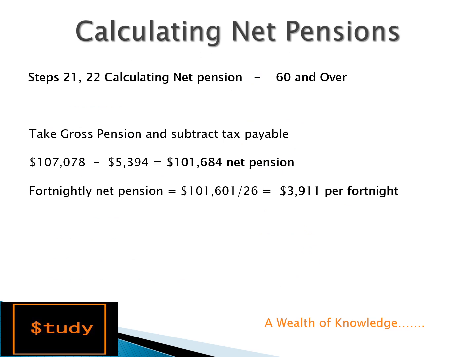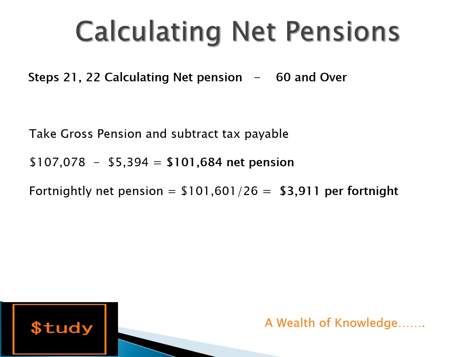Now we can calculate our net pension, because net pension is literally just our gross pension, which was in this case $107,000, take off the total tax payable after the offset has been applied. So our net pension in this example is $101,684 net in the hand going into the bank account every year.